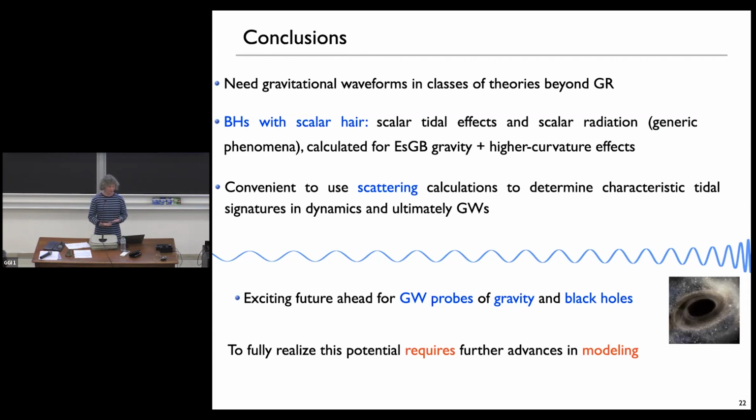And also I motivated that to avoid some ambiguities in relating Love numbers of perturbed objects to gravitational wave imprints, it's useful to consider scattering calculations, because you can do them at null infinity and avoid several gauge-dependent subtleties. And in summary, of course, there's an exciting future ahead with gravitational waves, but there's also a lot more to be done to develop the theoretical tools and gravitational waveform models. So thank you very much.